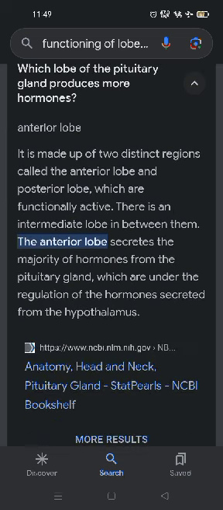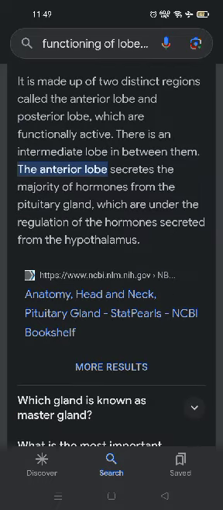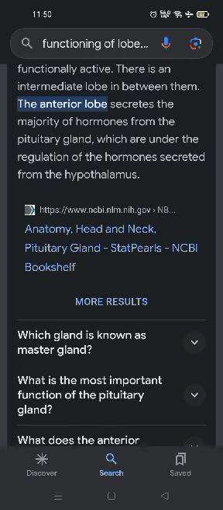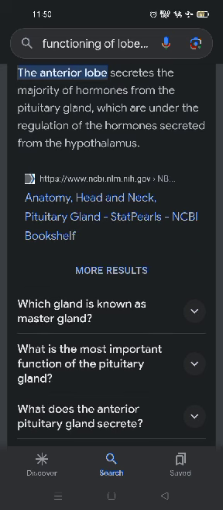Anterior lobe. The pituitary is made up of two distinct regions called the anterior lobe and posterior lobe, which are functionally active. There is an intermediate lobe in between them. The anterior lobe secretes the majority of hormones from the pituitary gland, which are under the regulation of the hormones secreted from the hypothalamus.